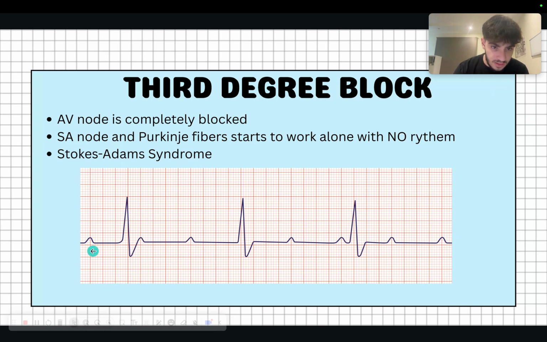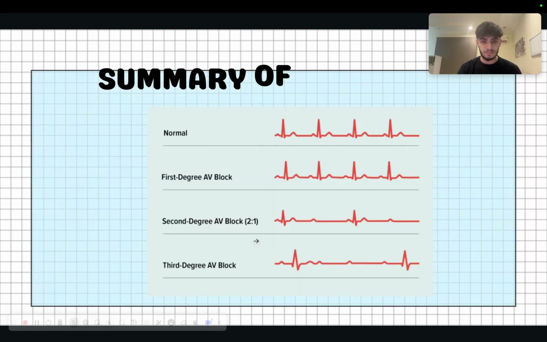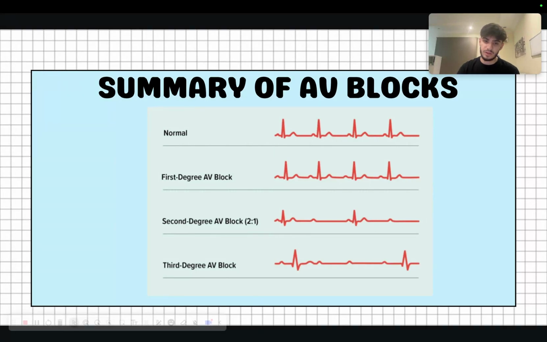So as you can see here in this picture, P waves are happening randomly, like whenever, and the QRS complexes are also happening randomly. There's no rhythm with them whatsoever. Each one is working alone. And the doctor put this in the slides, so I think it's really important to also memorize these and how this works.